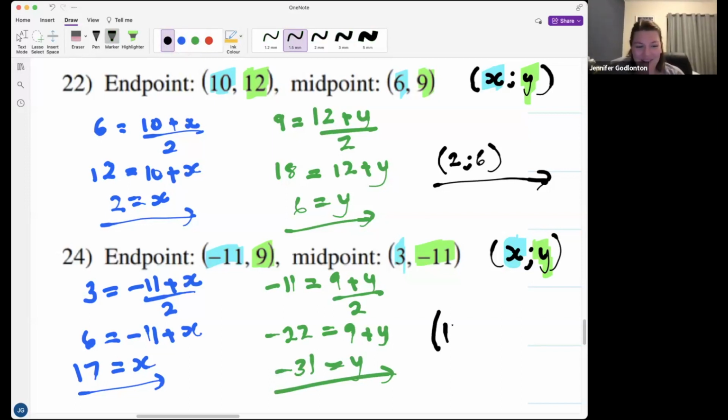And so our x value is 17 and our y value is negative 31. Super. Do you find this nice and easy, guys? Does it feel like easy marks in a test? I'm hoping so.